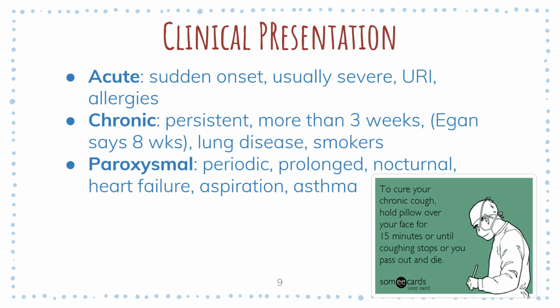Chronic. It's kind of interesting, it depends what resource you look at. Chronic is persistent, more than 3 weeks. I think that was Wilkins. Egan says 8 weeks. So chronic is just really not going away. It's generally associated with lung disease, more so like COPD or bronchiectasis or something like that, or smokers. So it's not a sudden onset.